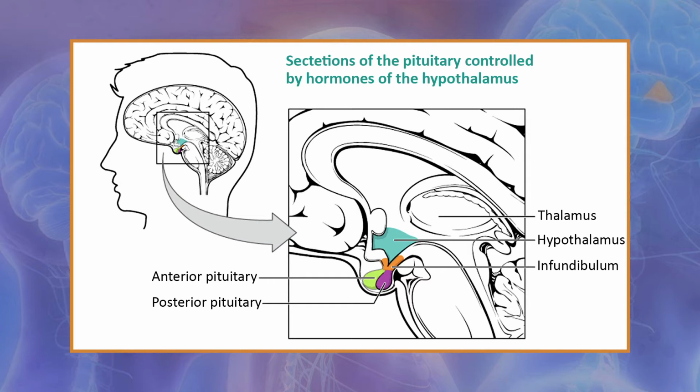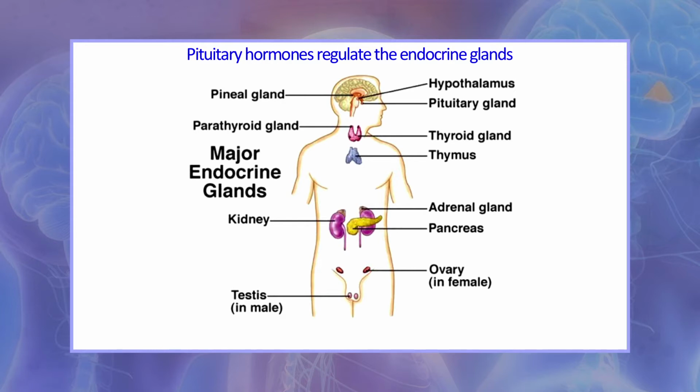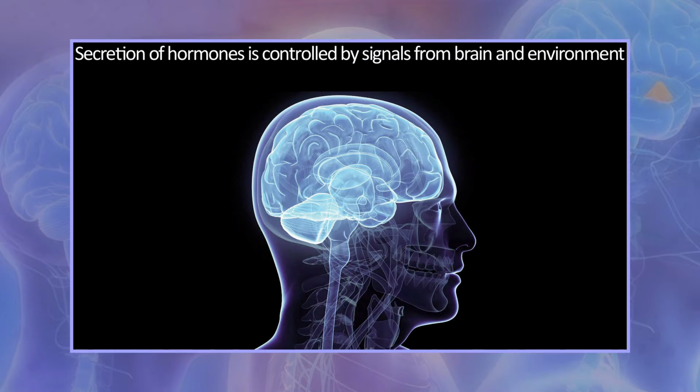Because the secretory activity of the master gland is itself controlled by the hormones that originate in the hypothalamus, it is perhaps better to think of the pituitary gland as the relay system. The pituitary hormones are not limited in their activity to regulate the endocrine glands. They also act directly on non-endocrine tissues. Secretion of all these hormones is under the control of signals arising in both the brain and the information collected from the environment.